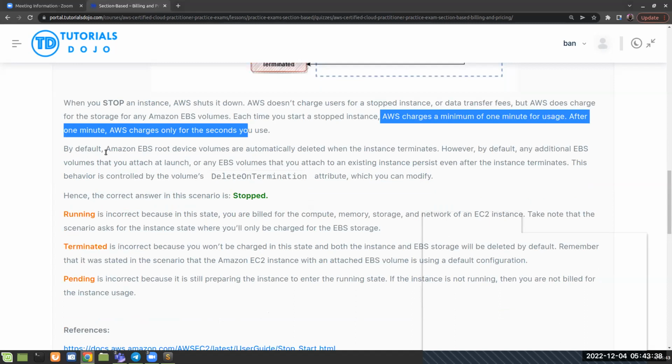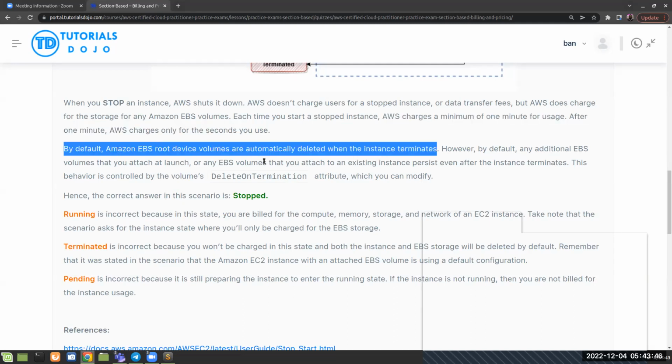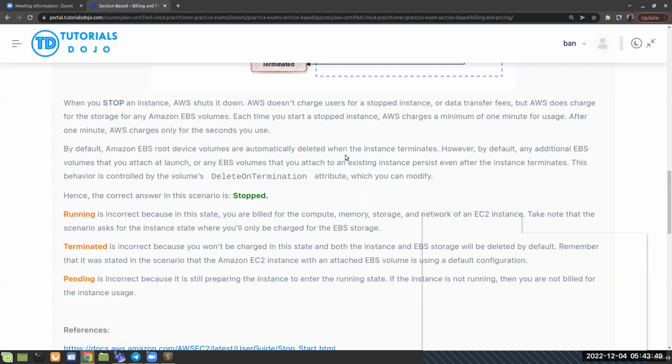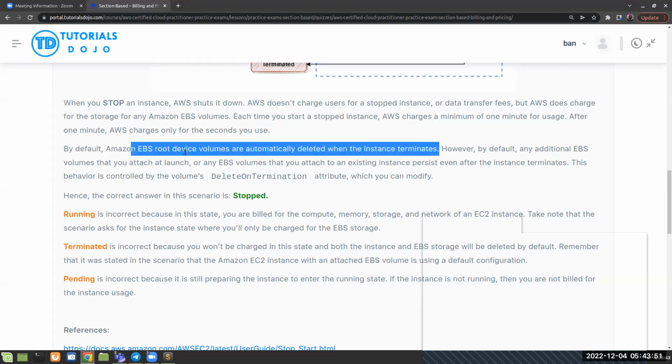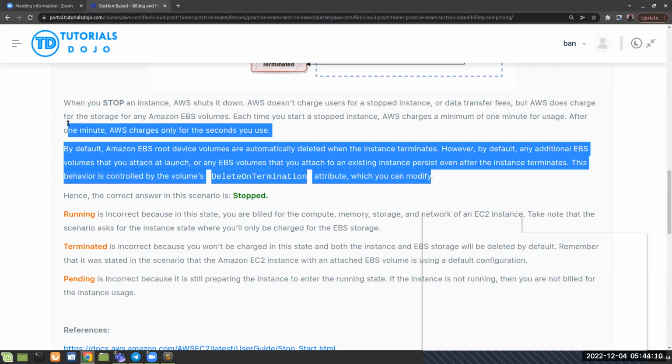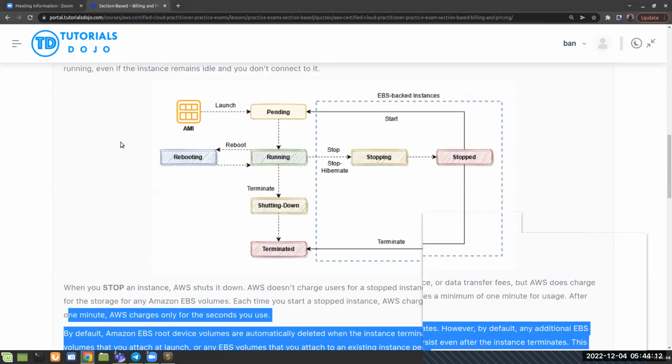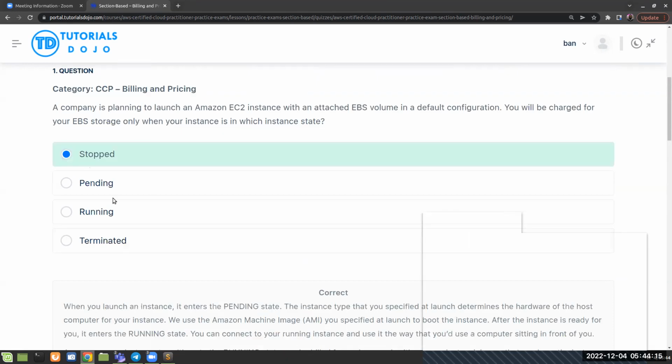As you see, by default, EBS root volumes are automatically deleted. That's another point to always remember. The root volume, where the operating system is running, is always deleted when the instance terminates. If you delete an instance, the root volume terminates. However, by default, any additional EBS volumes that you attach at launch will still exist even after you terminate the instance. This behavior is controlled by the volume's delete on termination attribute, which you can modify. So that's just some explanation in regards to this.